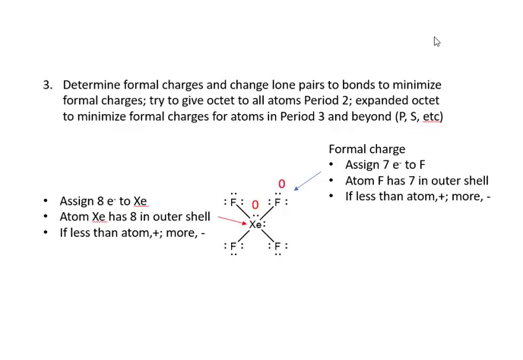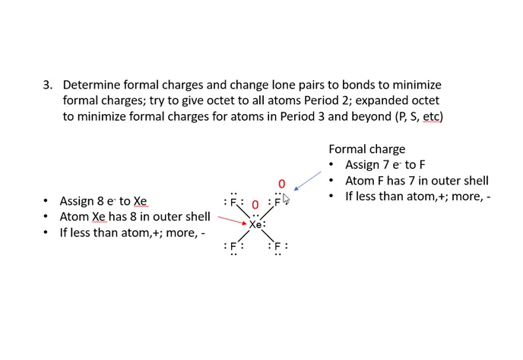Now, the next thing we have to do is determine the formal charges on the atoms, because in a Lewis structure, you want to minimize formal charges if you can without violating the octet rules. So let's look at it. This is the structure we came up with. Let's look at the formal charge on the fluorine. Now remember, in determining the formal charge, you assign electrons to an atom and compare it to the number of electrons an isolated atom of that element would have.